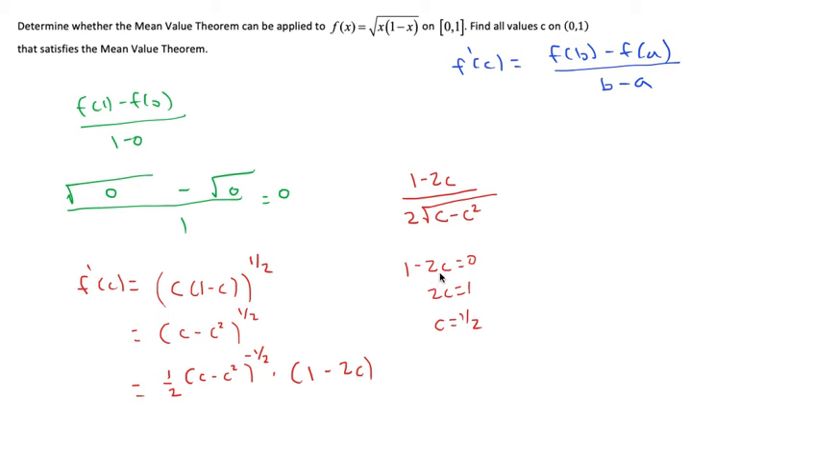What about other values? Where is this radical of c minus c squared undefined? Where c minus c squared is equal to 0. In this case, we get 2 answers: c equals 0 and c equals 1. But we actually cannot use these, because they are on the boundary. We want to find the value of c on the open interval 0 to 1. So in this case, we're going to have 1 possible critical value here.